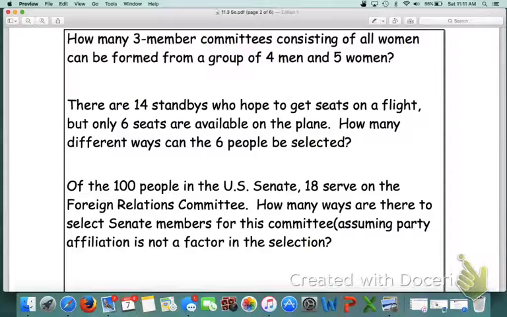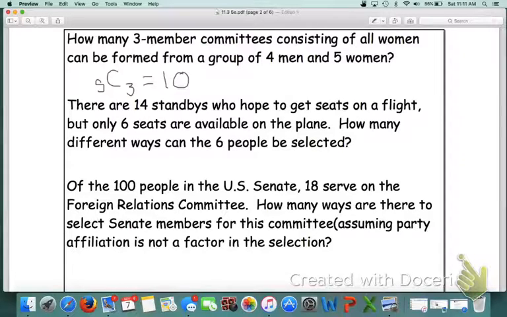So when we consider the fact that initially we're only looking at women, we want a committee of all women, and there are 5 women, we need to do 5 choose 3. So there's 5 women being considered, and of those 5, we're picking 3 for a 3-member committee. We don't even care about the men in this case because this first committee asks us about all women. And we'll find that 5 choose 3 equals 10.